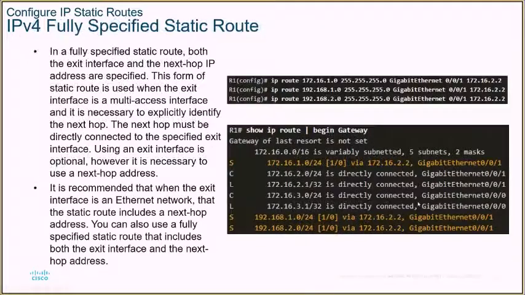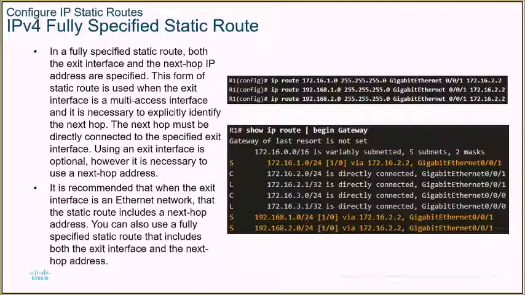Okay, now a fully specified static route. So basically here, on a fully specified static route, both the exit interface and the next hop IP address are specified. This form of static route is used when the exit interface is a multi-access interface and is necessary to explicitly identify the next hop. The next hop must be directly connected to the specified exit interface. Using an exit interface is optional, however, it is necessary to use the next hop address.